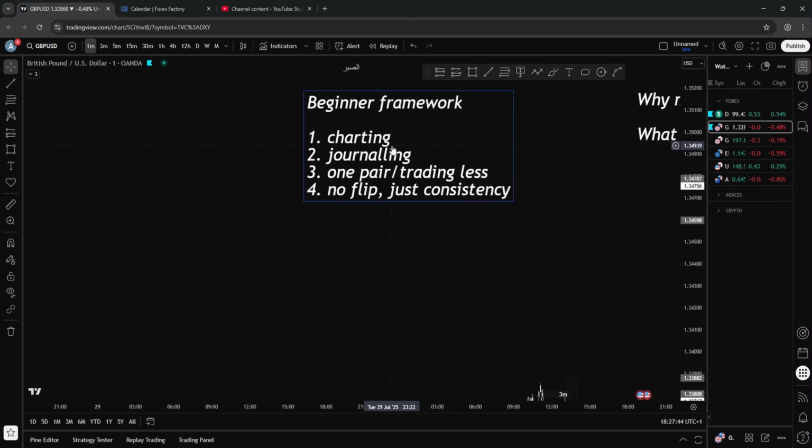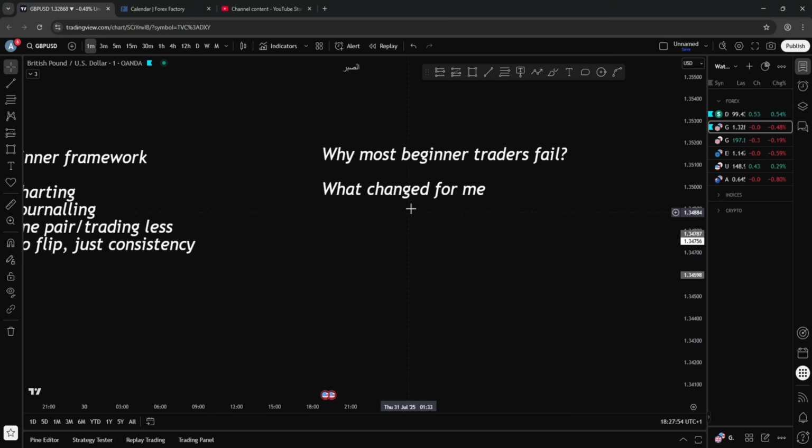We're going to be talking about my charting, journaling, trading less with one pair, and we're also going to be talking about funded accounts in terms of flipping and staying consistent. Also going to be talking about why most beginner traders fail and what changed for me. So let's get straight into it.